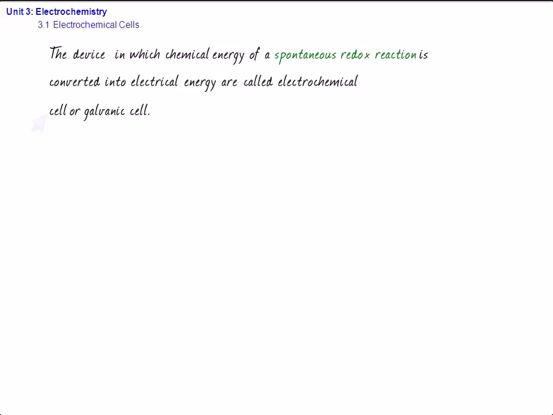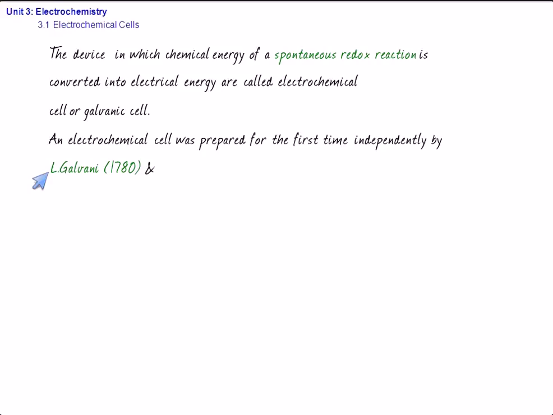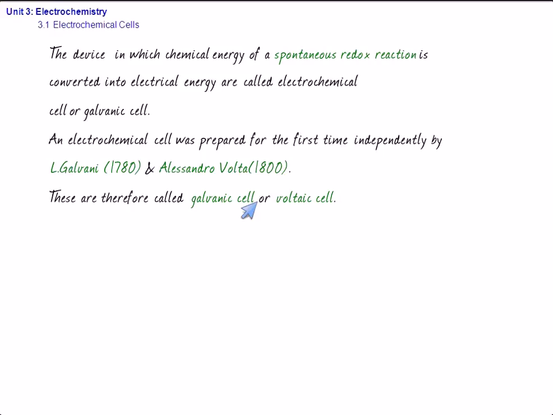Now, an electrochemical cell was prepared for the first time independently by L. Galvani in 1780 and Alessandro Volta in 1800. These are therefore called the galvanic cell or voltaic cell. Now the simplest galvanic cell is a Daniell cell. Now we are going to discuss the working of the electrochemical cell. The same reaction which I have taken for the direct redox reaction is now taken to construct the electrochemical cell.